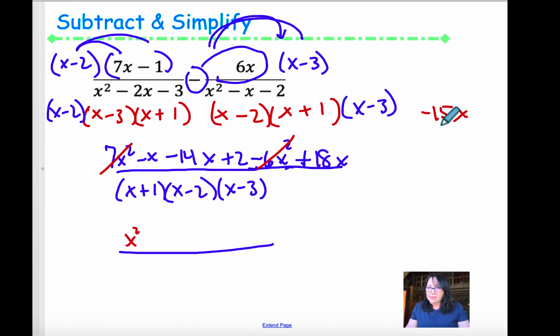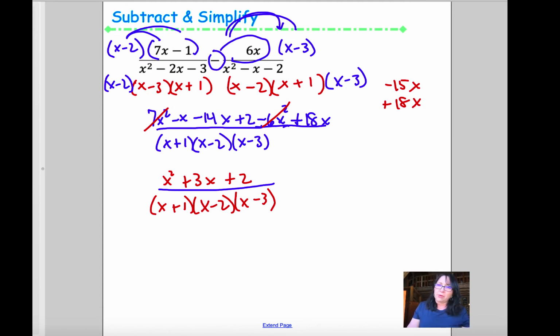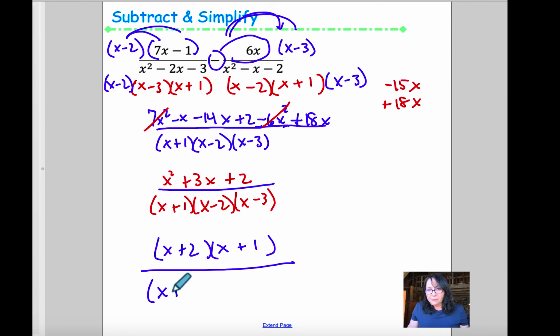Plus 18x. So plus 18x is 3x. So that's going to be plus 3x. And then I have a positive 2. And this, again, is x plus 1 times x minus 2 times x minus 3. So on the numerator, I am going to factor that. It does look like it's going to factor to be x plus 2 and then x plus 1 all over x plus 1 times x minus 2 times x minus 3.